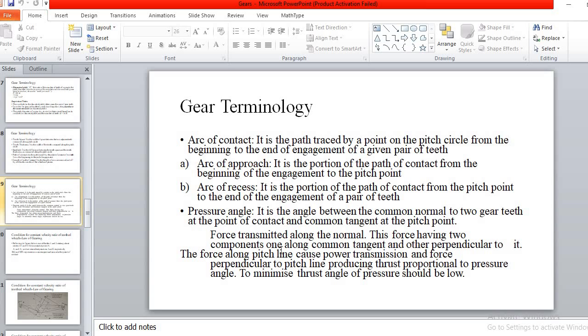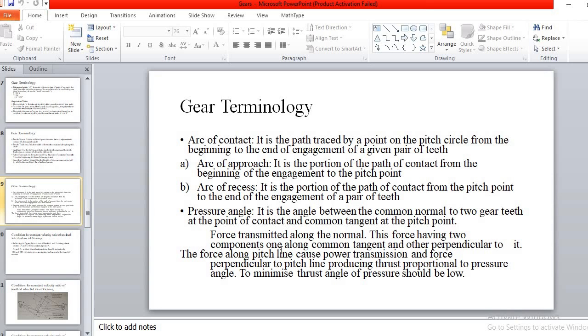Again, this path of contact is divided into two parts: path of approach and path of recess. Path of approach is nothing but the path of contact from the beginning of the engagement of the pair to the pitch point, and the angle traced during this path of approach is known as the angle of approach.